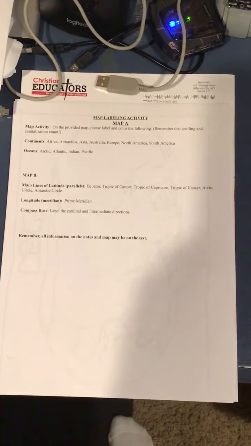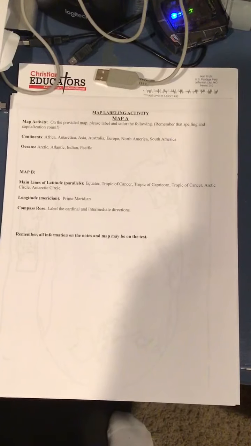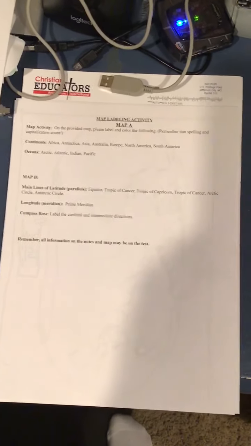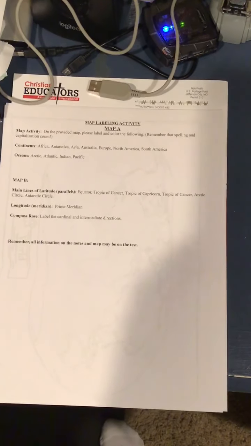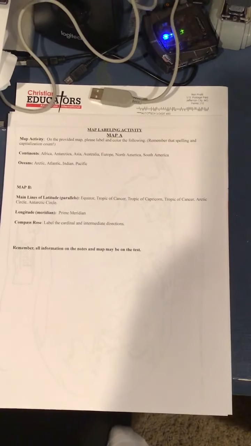All right, so there's going to be two maps. Map A: on the provided map, please label and color the following. Remember, spelling and capitalization count. So you're going to label and color the continents: Africa, Antarctica, Asia, Australia, Europe, North America, South America, and the oceans: the Arctic, Atlantic, Indian, and Pacific. Now that's on map A.